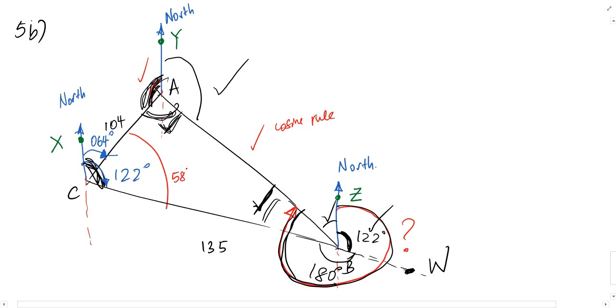Okay, next, part C. Do you need help? Part C, anybody needs help? Raise your hand, otherwise I'll move on already. Okay, part C. A boat travels in a straight line from C to B. So that is the 135 meters. Calculate the shortest distance of T from A during this journey.